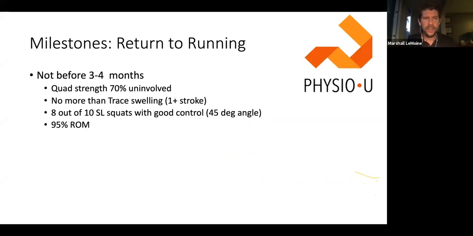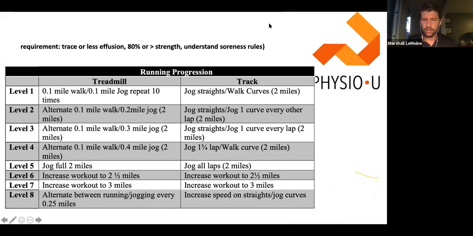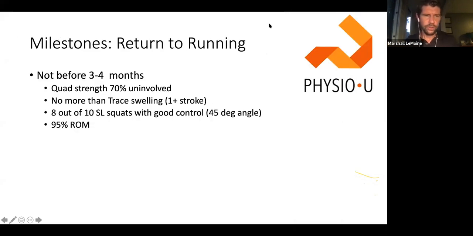Okay, so return to running, right? Maybe I should have made this a question part, but now you know the answer. If we're going to return to running, we want to make sure someone is safe to return to running, right? So there are milestones that people have to meet. Ideally, you're not letting them return to running until 3 to 4 months, and that is based on what? What do you guys think? So this isn't return to running. This is when can I test them to return to running? When would it be? What's that?